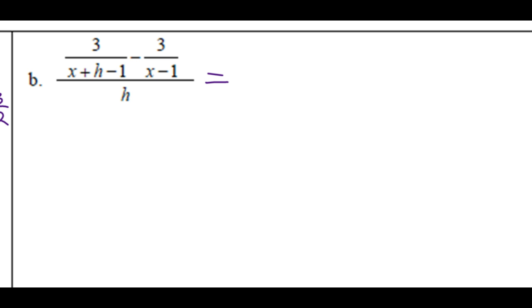So the first thing we do is we're going to add or subtract the top. So forget the h on the bottom, right? Forget this. In order to add or subtract fractions, we need a common denominator. Okay? So what is the common denominator for that? Actually, what's the common denominator for x plus h minus 1 and x minus 1? Right? So there's the common denominator, right?